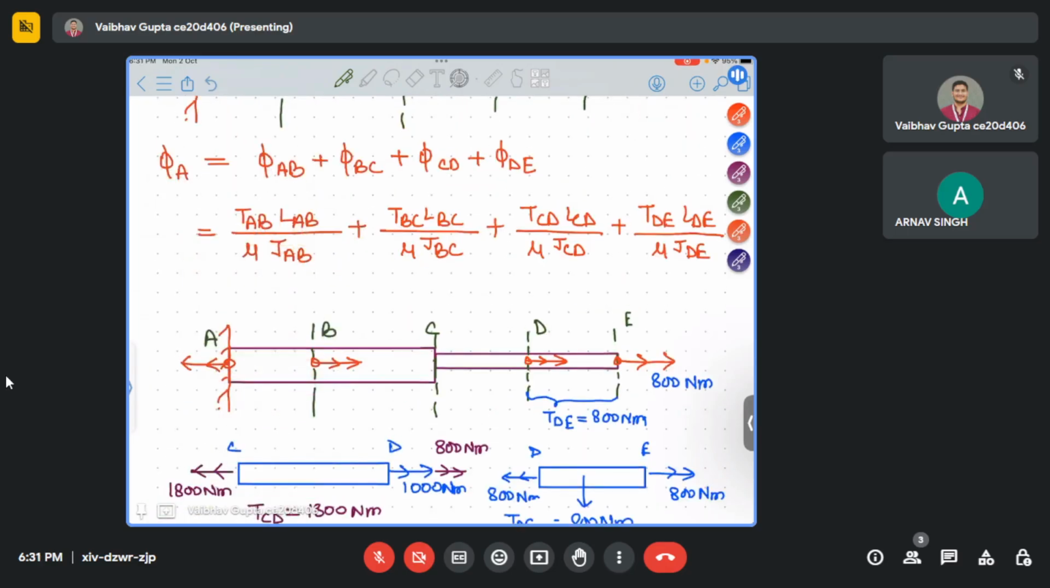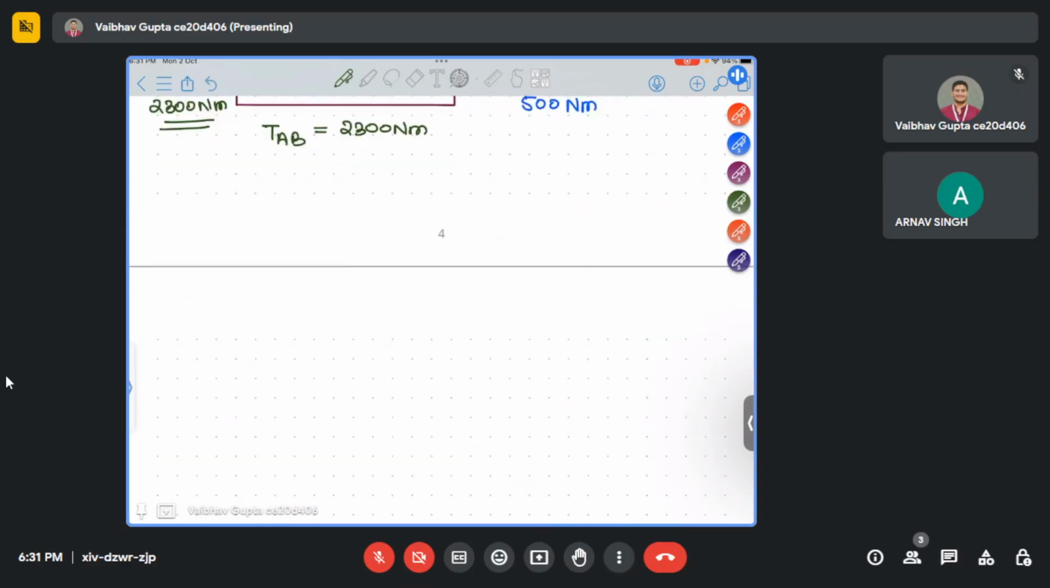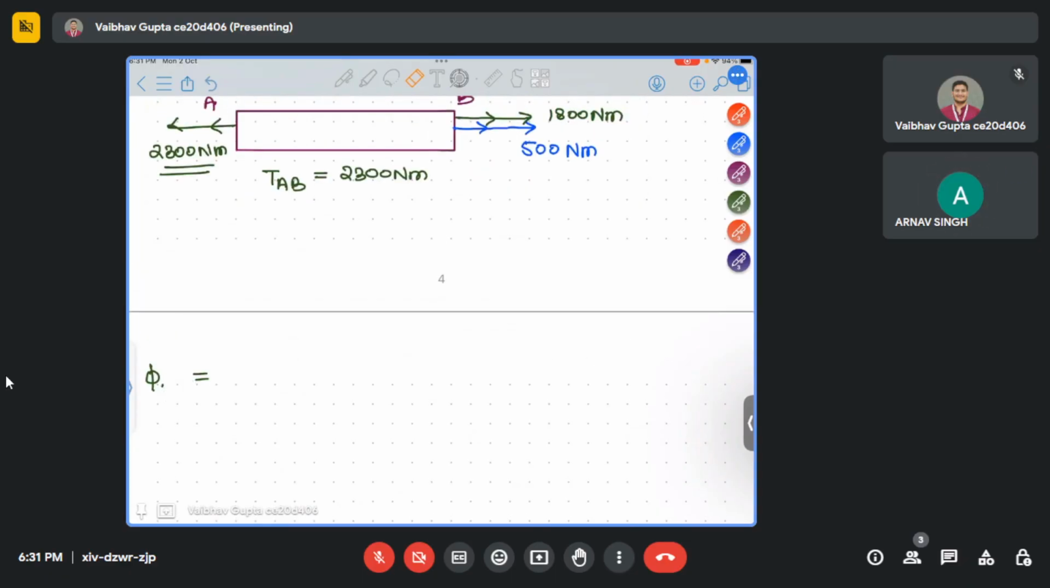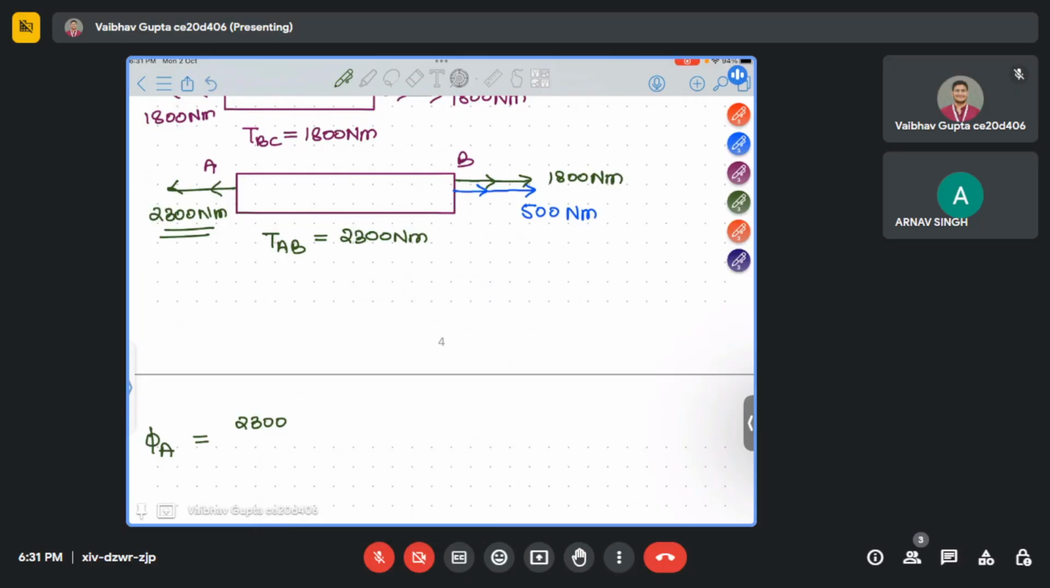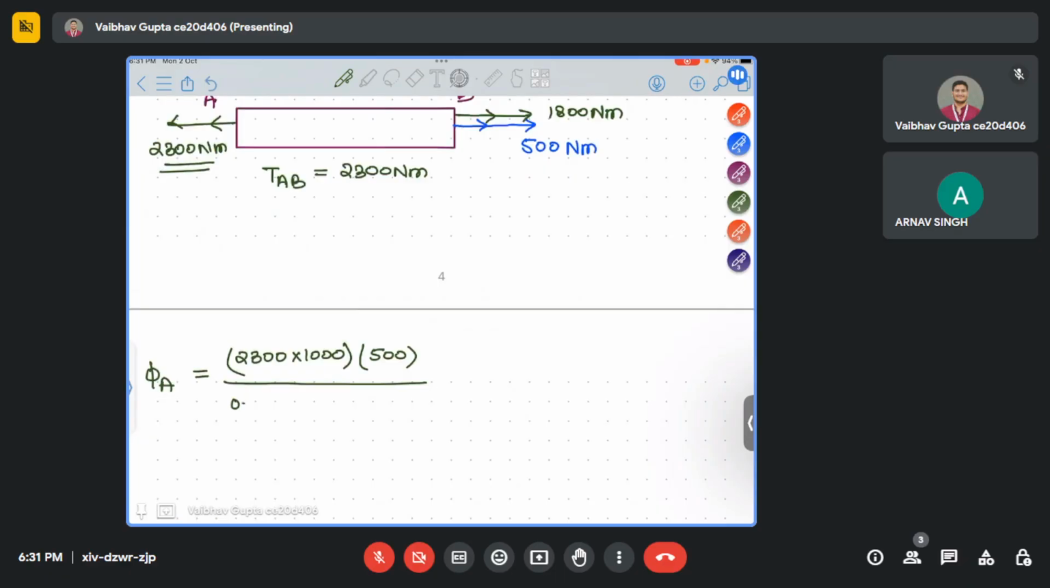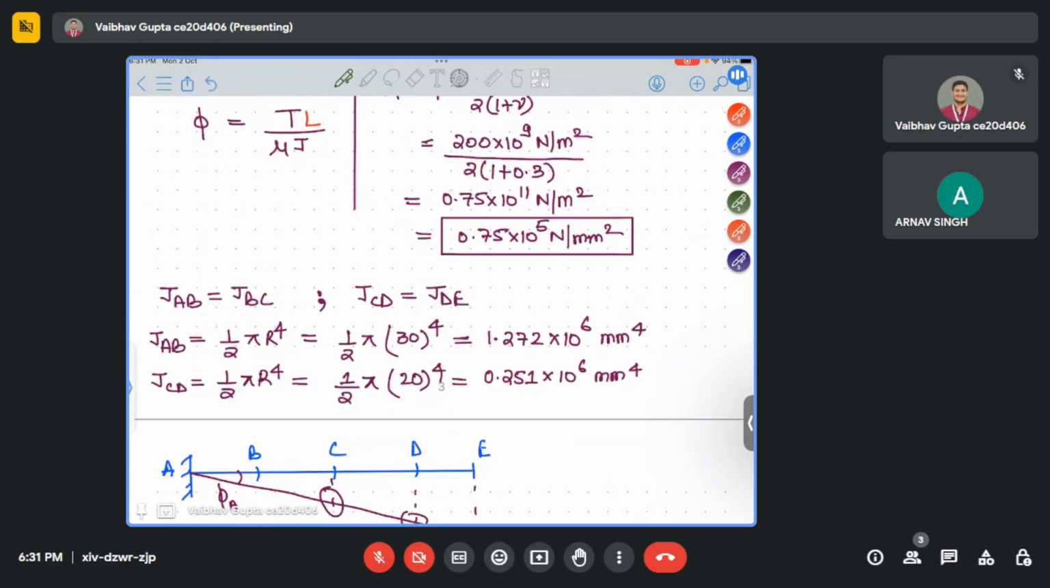Now we calculate phi A. Phi A will be nothing but TAB, which is 2300 Newton meter. We are taking the unit as Newton mm, so we'll multiply by 1000 to convert to mm, into LAB. LAB is given as 500 mm, divided by mu. Mu is what we have calculated, 0.75 into 10 to the power 5 Newton per mm square, and JAB we have calculated here.